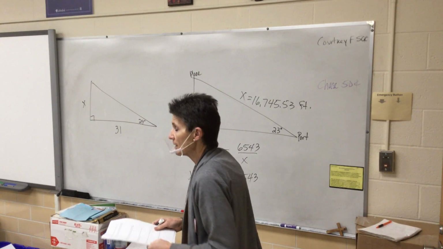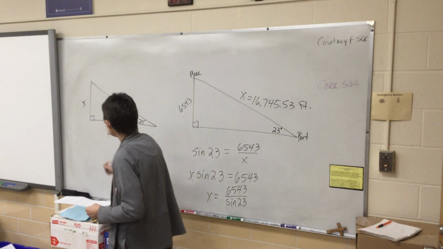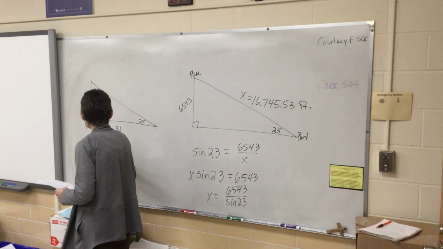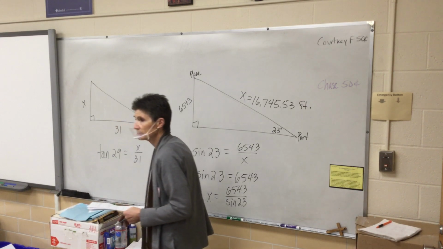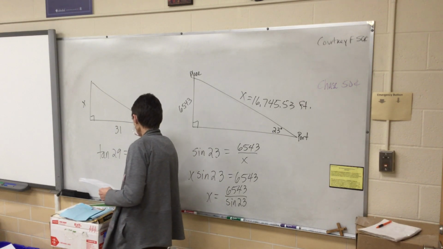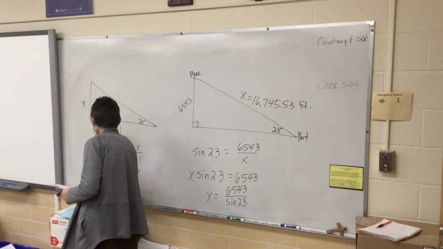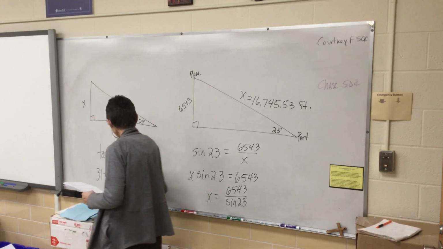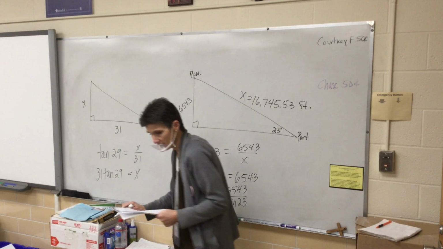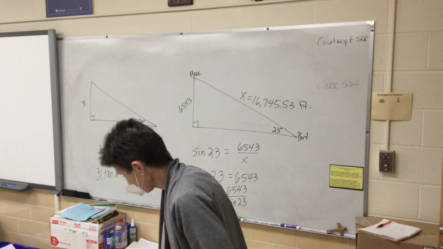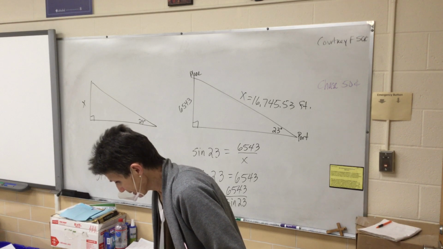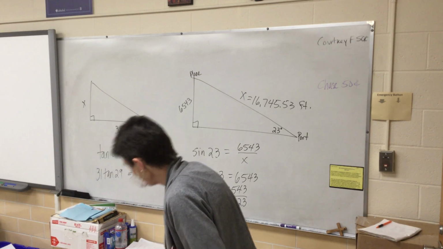So, sine, cosine, or tangent? Tangent. So tan 29 equals x over 31. I'll multiply by 31 because I'm trying to get x by itself, and that will do it. Now x is by itself. So 31 tan 29 is 17.18.